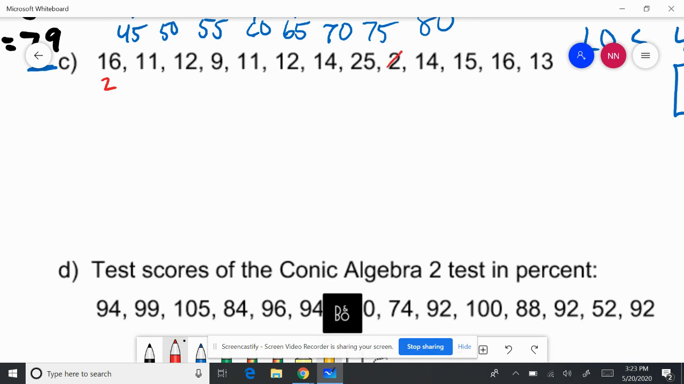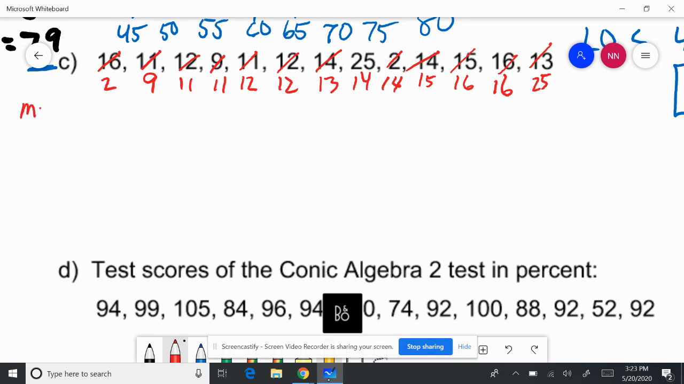And then what we have is 9. We have 11. Then we have 11 again. And then what we have is 12, and 12 again. We have 13, and 14, and 14 again. Then what we have is 15 and 16, 16, and 25.